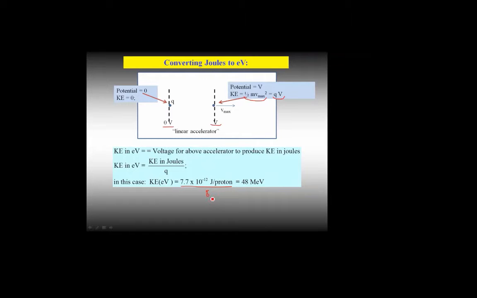And so when we put in the charge of the electron, positive, we convert that to eV, and it turns out to be 48 MeV, million electron volts. So that's the way we do the calculation, and you probably learned this, but I wanted you to completely understand the thought process that gives you that number.